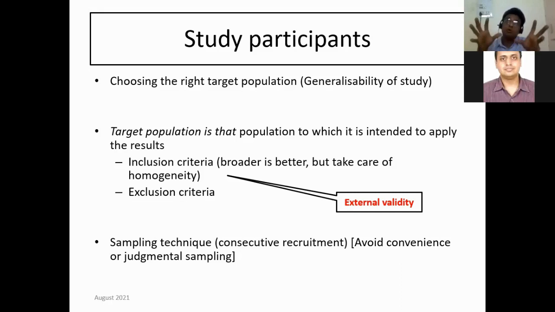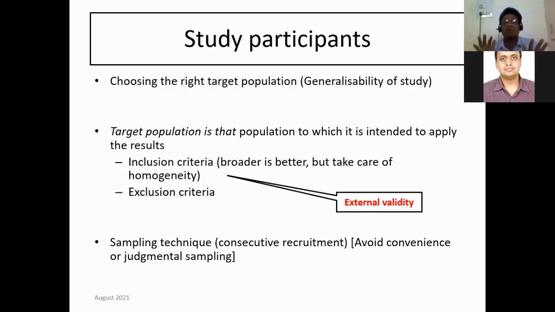So how you are going to choose from that target population, among everybody who is coming, is what is called the sampling technique. That means you have a full population, that is pregnant women, and how you are going to choose those pregnant women is what is called a sampling technique. And one of the most common sampling techniques which the clinician usually uses is consecutive recruitment.